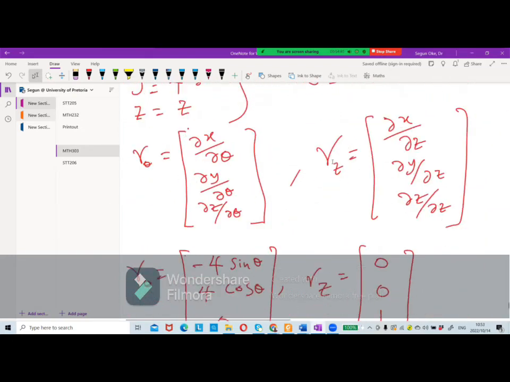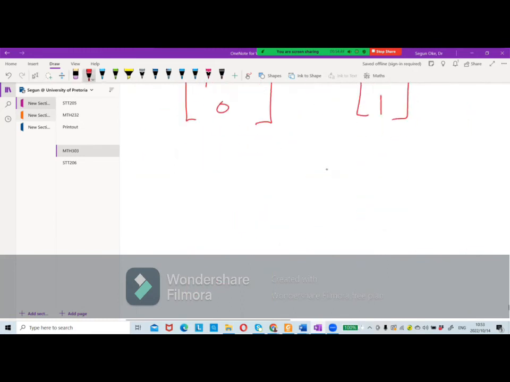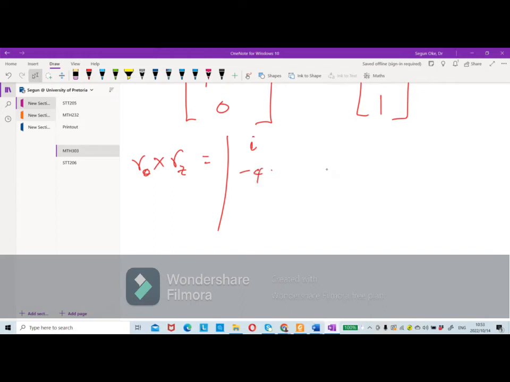So r theta cross r z. We need that, r theta cross r z. So for i, we have negative 4 sine theta. For j, we have 4 cos theta. For k, we have 0. We have 0, 0, 1. If you do this one very well, what are you going to get?